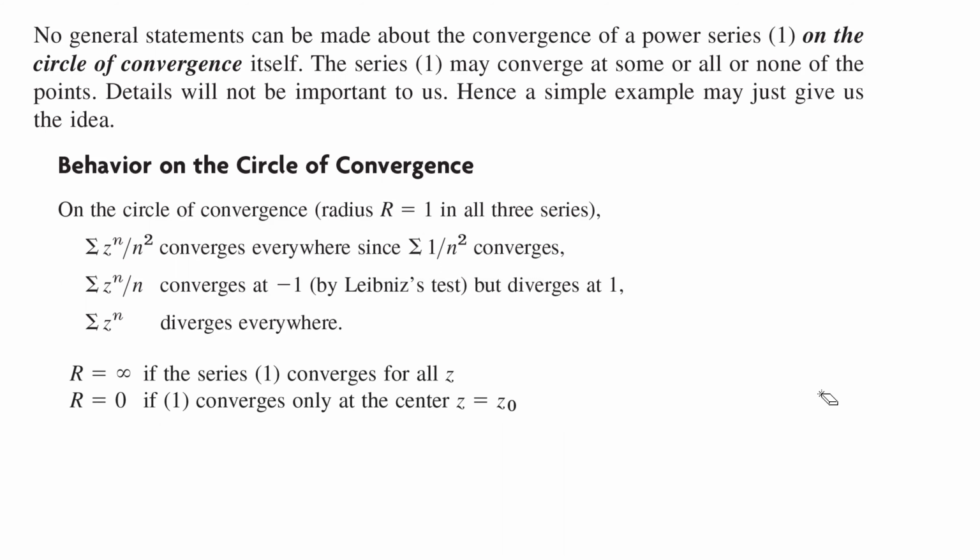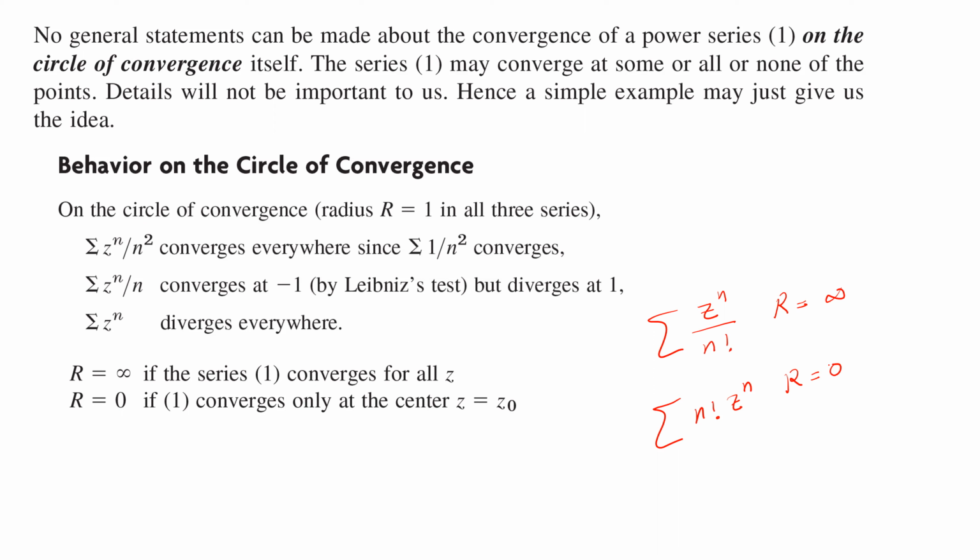The radius of convergence is infinite if the series converges for all Z values, and the radius of convergence is 0 if the series converges only at the center. For example, Z to the n over n factorial, this series converges for all Z, so R is infinite, we call it. And the other one, n factorial Z to the n. For that, R is 0. Okay.